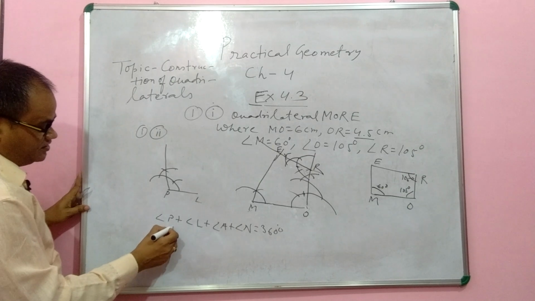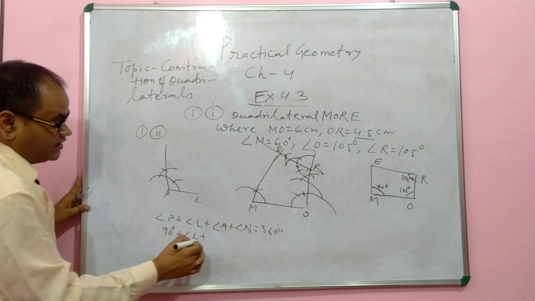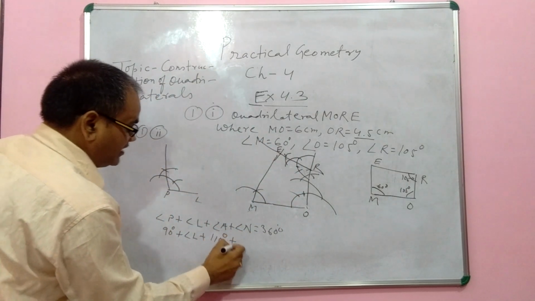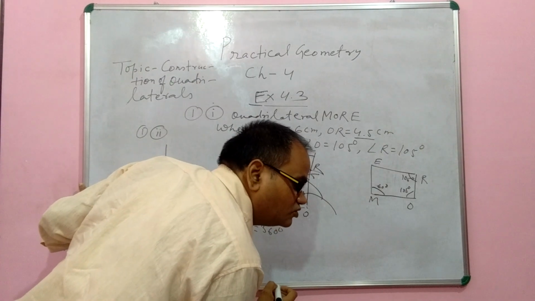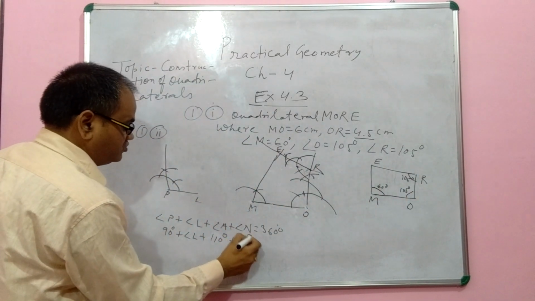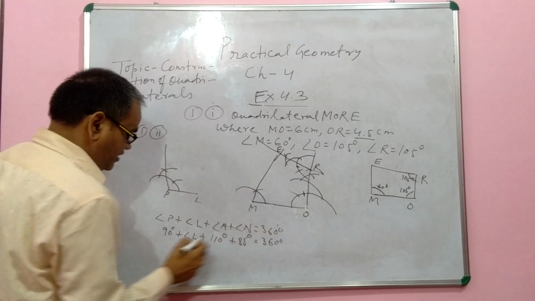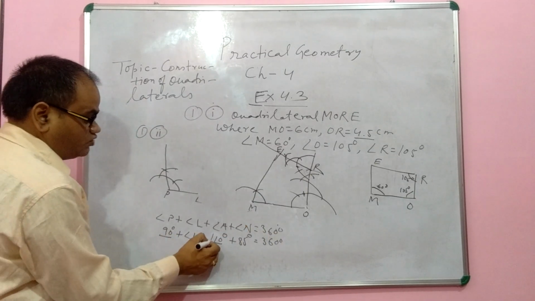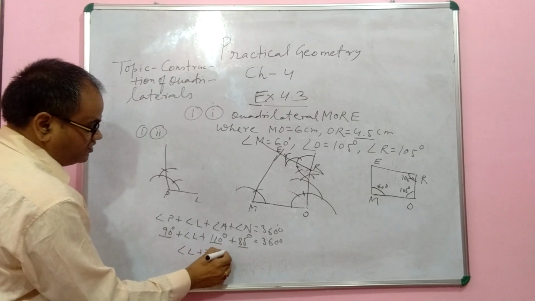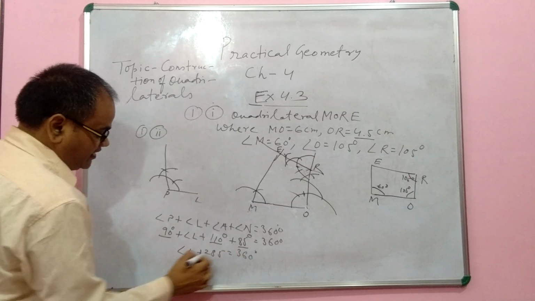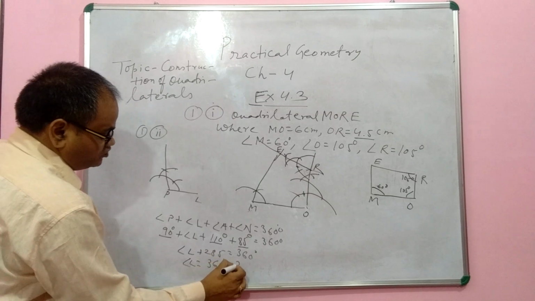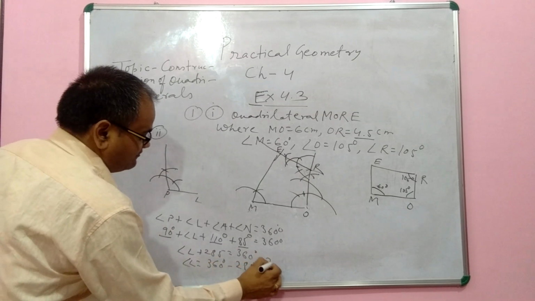Angle P how much? 90 degree. Angle L is unknown. Angle A is given. What is angle A given? 110 degree. Angle N how much given? 85 degree. Equal to 360 degree. Okay. Now 90 plus 110, that is 200, plus 85 is 285. Angle L plus 285 equal to 360 degree. Angle L equal to 360 minus 285, that is 75 degree.